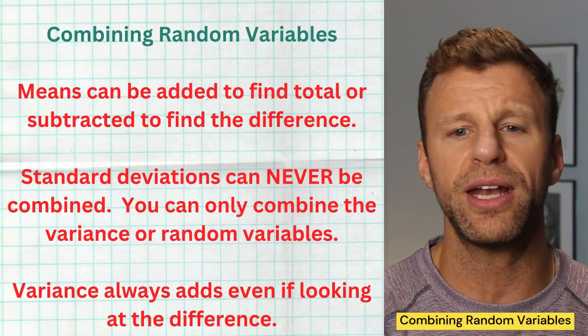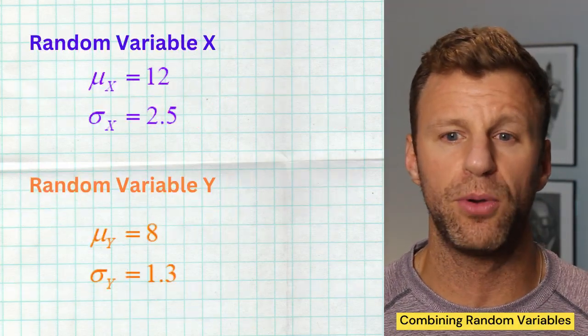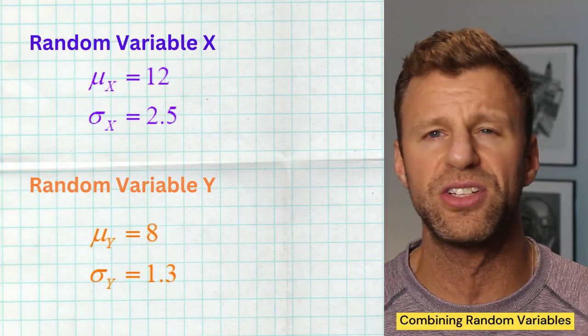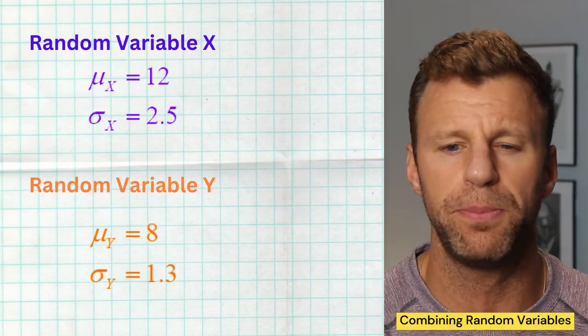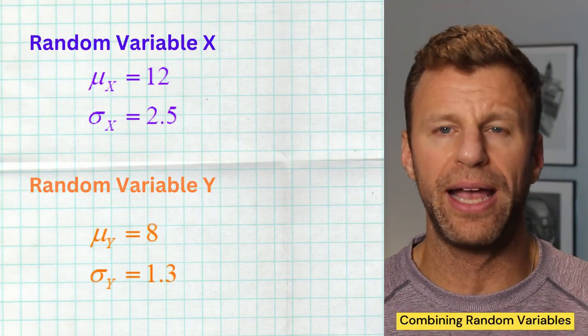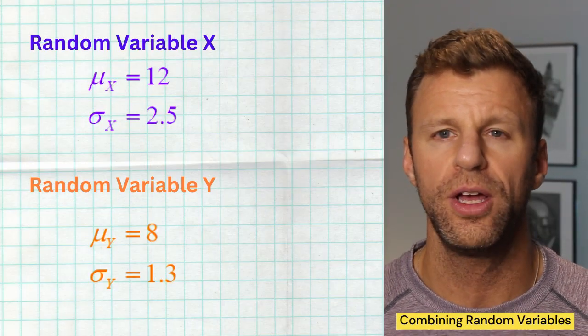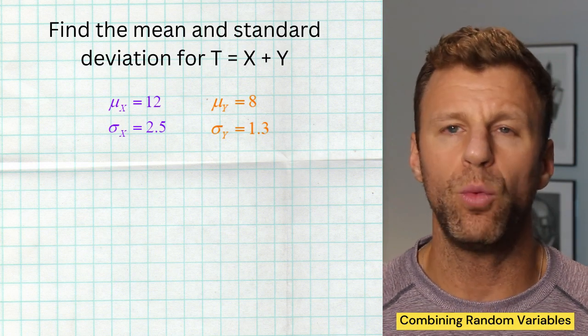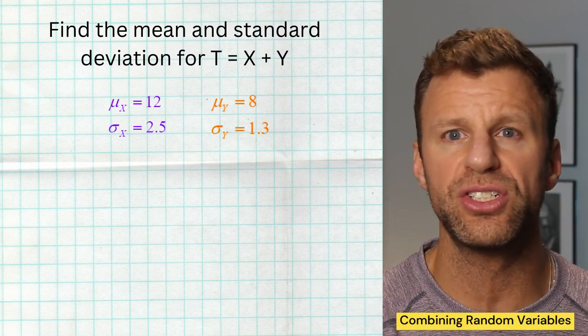All right, so let's look at an example here. So we have two random variables, x and y. We're given the mean and the standard deviation for x. We're given the mean and the standard deviation for y. Nice and simple. Now let's talk about adding them together. So we're going to combine them together and get a total. So we're going to take x plus y to get a total t. Now, what is the mean and the standard deviation for the total?